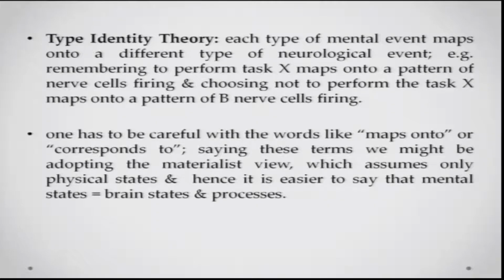Say, for example, remembering to perform a particular task X corresponds to one kind of event, one kind of nerve cells firing, and choosing not to perform the task X is based on another kind of nerve cells firing. So each type of event is related to different types of neurons which fire in the brain. Now this is one explanation.